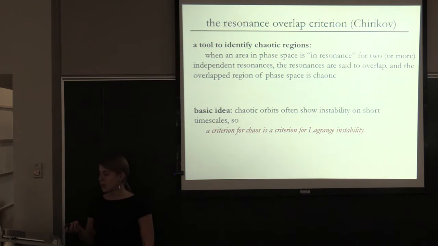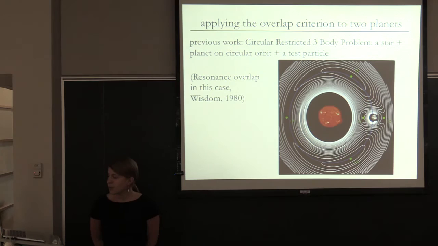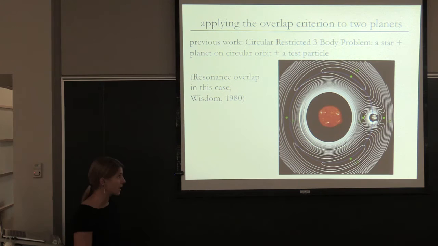So we wanted to apply this to a system of two massive planets near mean motion resonance. I want to point out that we're building off of previous work, which considered the same problem but in a simpler context. So in the circular restricted three-body problem, where you have two massive bodies on a circular orbit, and then you study the motion of test particles in that potential. And that's what these white lines are. They show the potential surfaces for this problem.